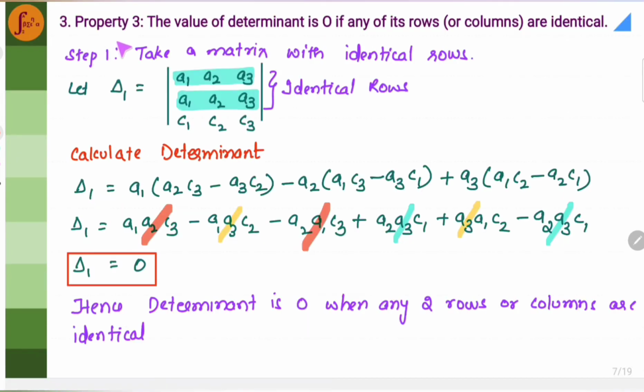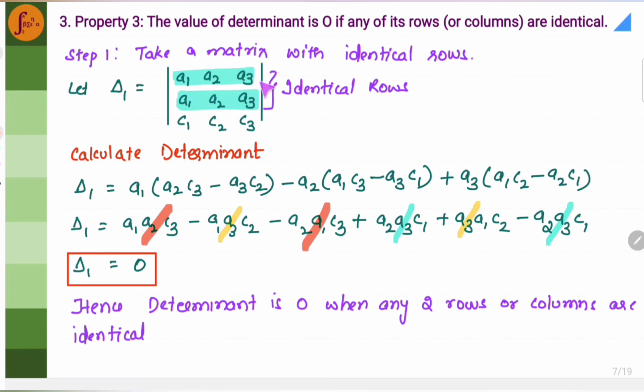Let's go to the third property. The value of a determinant is 0 if any two of its rows or columns are identical. So basically, if you have two rows or two columns which are identical, that is, the elements are the same, in two rows you have the same elements, or in two columns you have the same elements, then the determinant is going to be 0. So basically, you take a matrix like this.